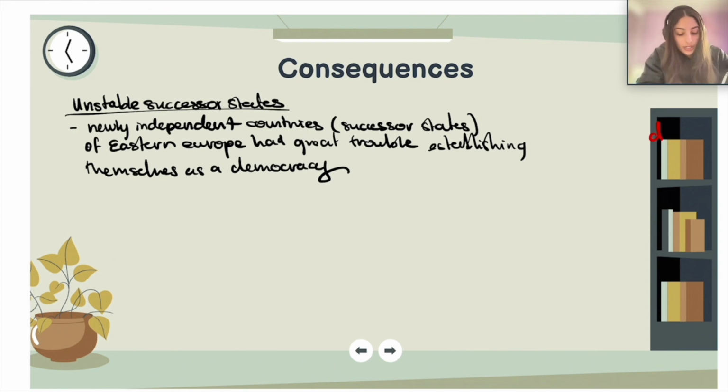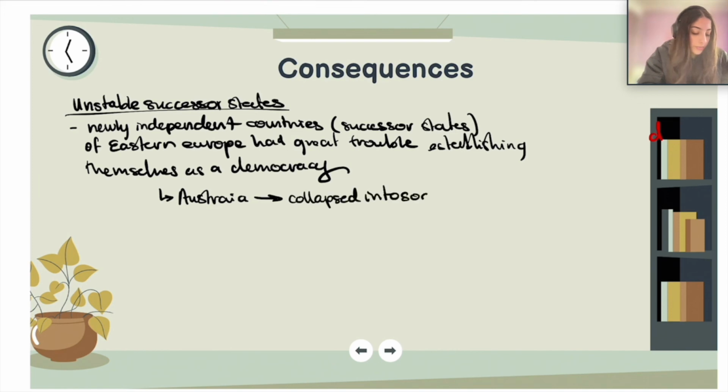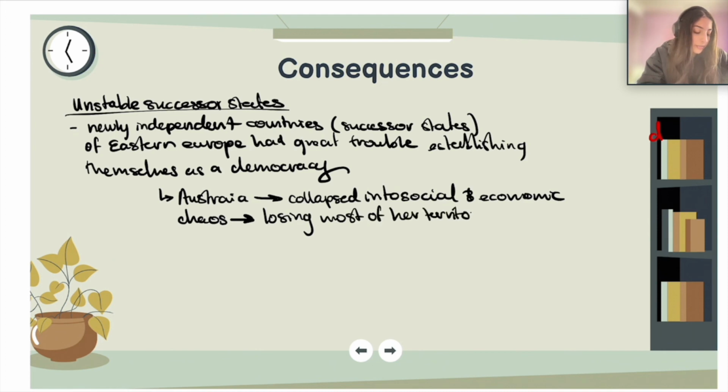So an example of this is Austria, who collapsed into social and economic chaos as a result of losing most of her territory. And of course, we can see it's actually having impacts not only on Germany, but even on Austria and any of the new successor states which were sort of coming to rise within Eastern Europe.